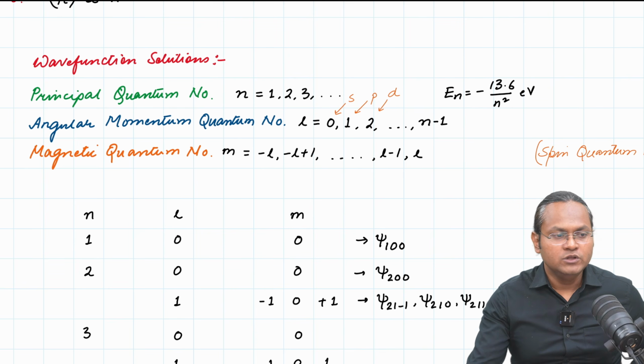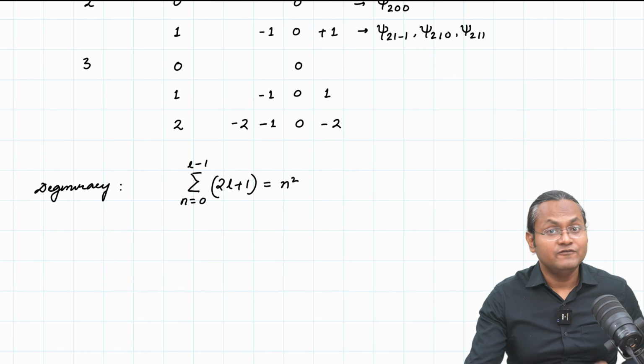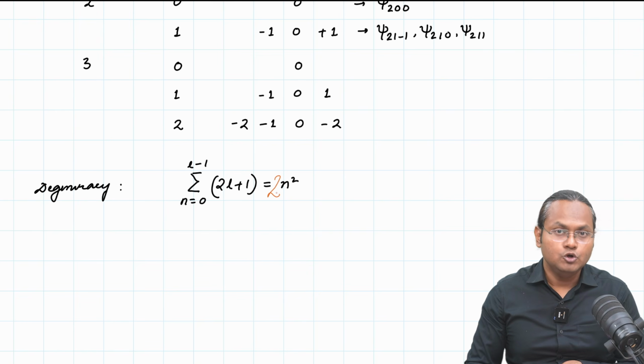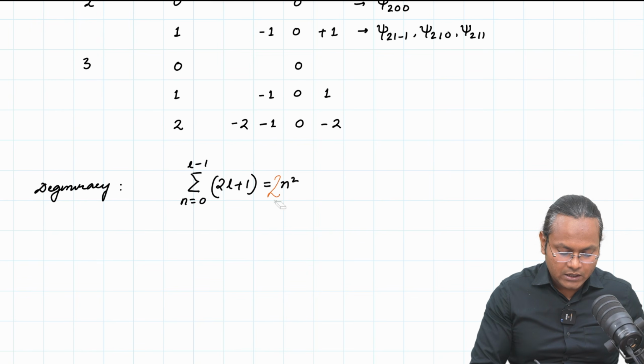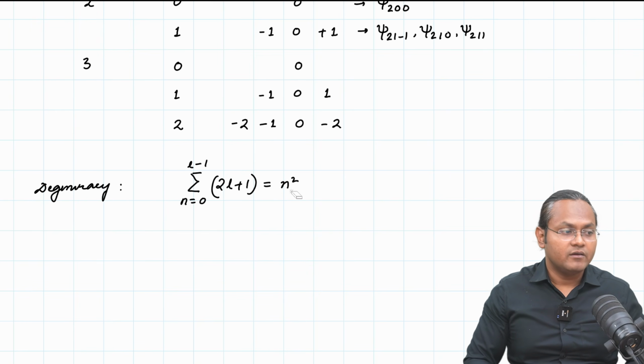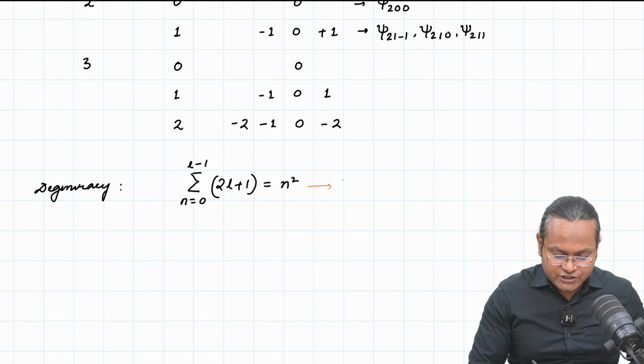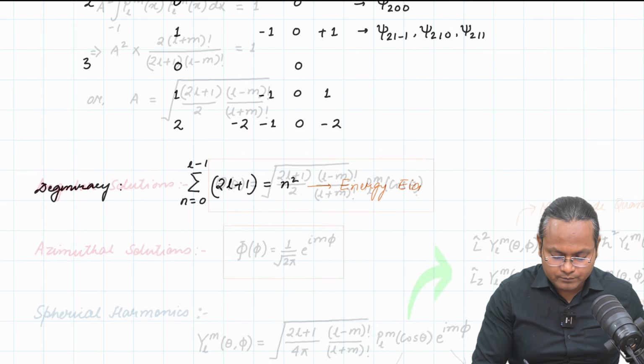If we do include the spin quantum number, because electrons can have two spins, spin up and spin down, the degeneracy will of course become 2n squared. I'll keep it aside because we are right now only looking at the energy eigenstates. So this many energy eigenstates will be there.